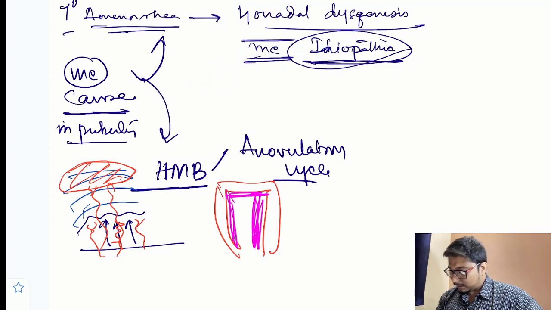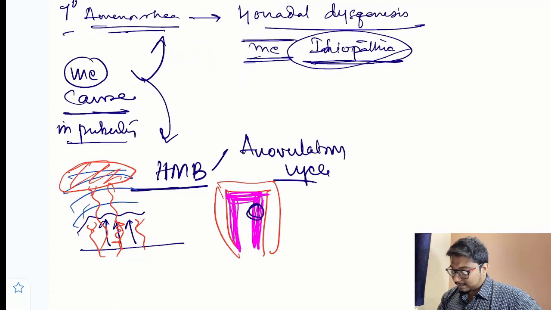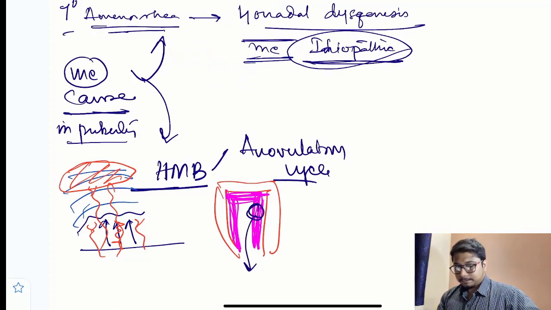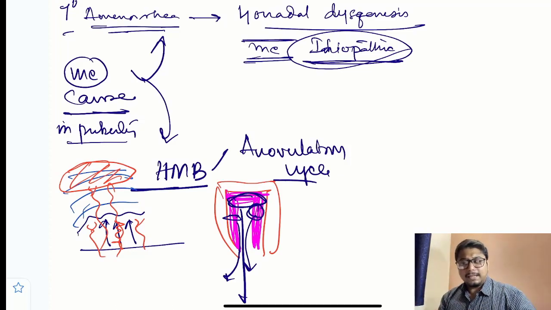So this phenomenon is not happening at all places at the same time. What can happen is, suppose this area gets necrosed and then falls off. Maybe then this small area gets necrosed after 2-3 days and falls off. So there is spotting. And then suddenly this entire part gets necrosed and falls. So suddenly heavy bleeding. So very irregular, very erratic. You may see this kind of a picture in your clinical practice. And the same pathology is there in PCO as well.